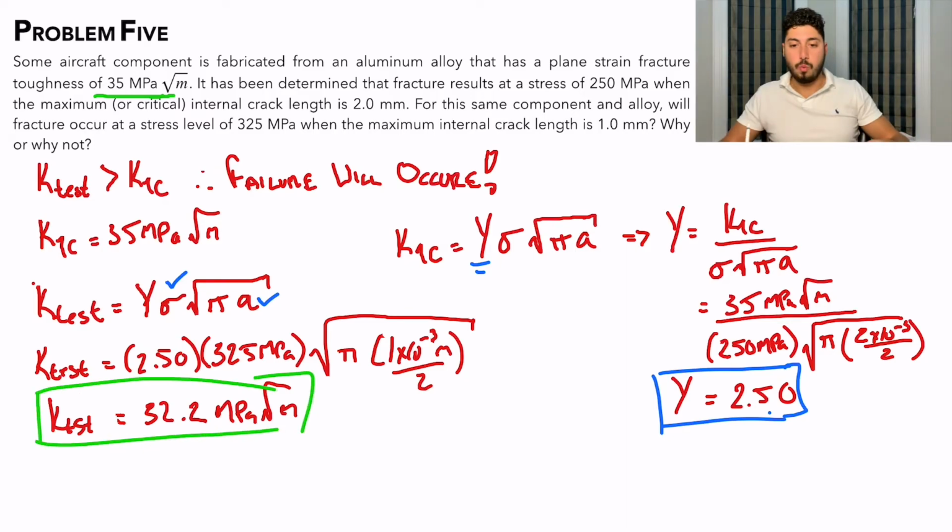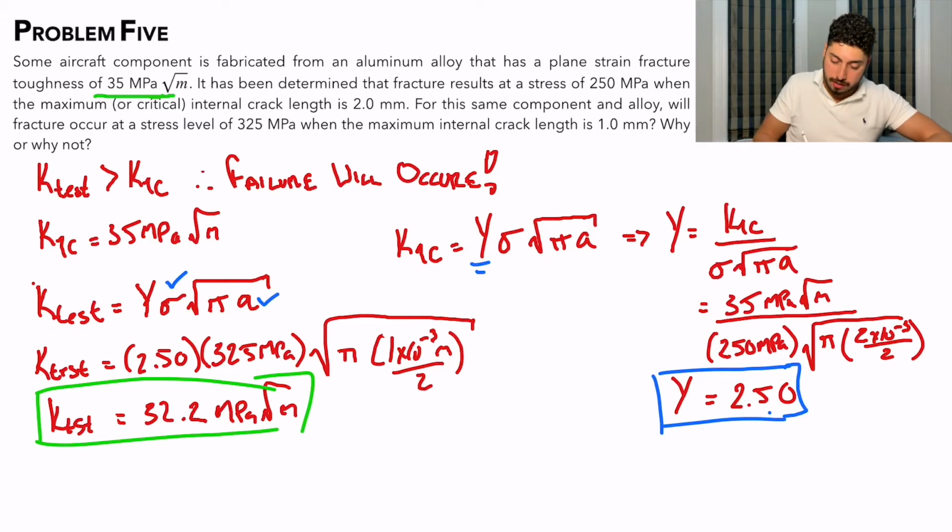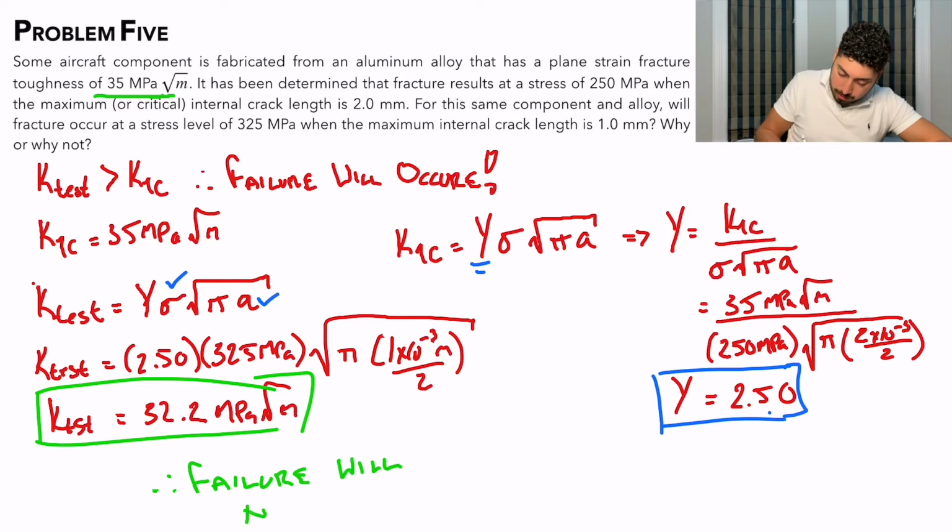So, with the results that we get, we can see that our test conditions produce a fracture toughness which is less than our plane strain fracture toughness, and therefore failure will not occur.